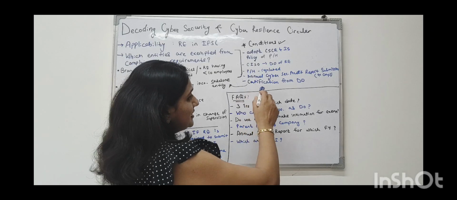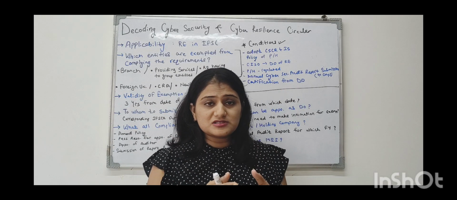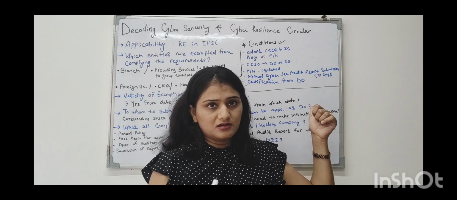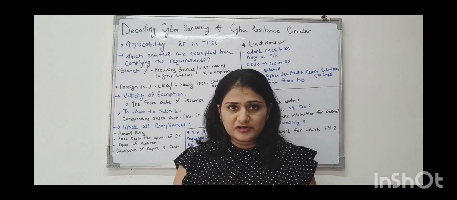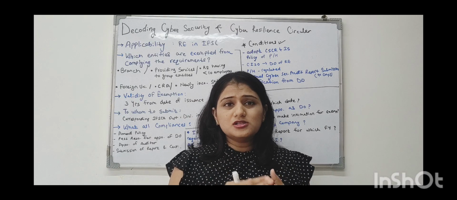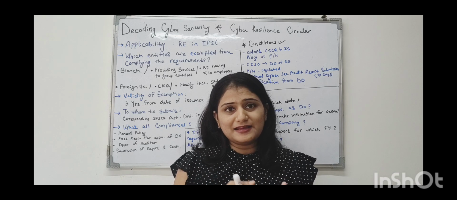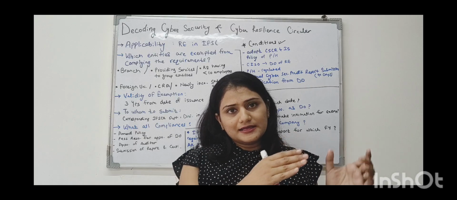Next, certification from the designated officer. Okay, so you also have to submit a certification from the designated officer of the regulated entity. That can be the CISO of the parent entity, who has been appointed as the designated officer of the regulated entity. They have to certify that all the processes or systems have been adopted or put in place in line with the guidelines issued by the IFSCA in this circular.